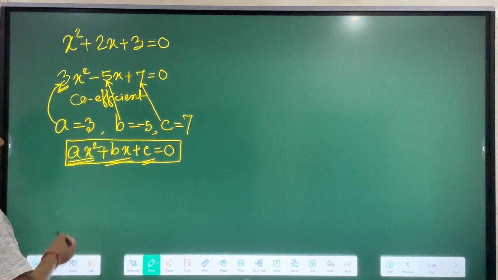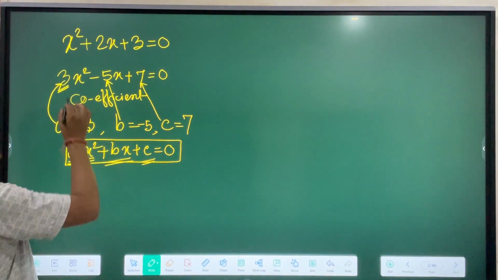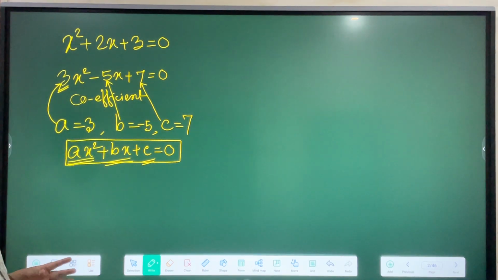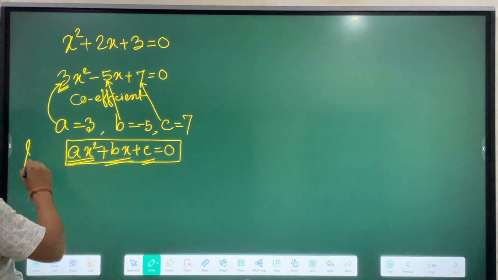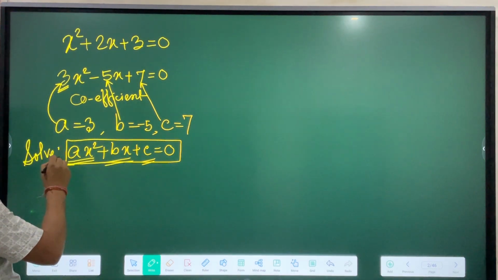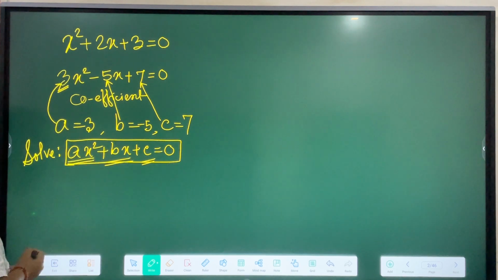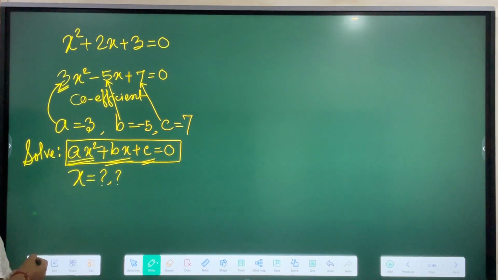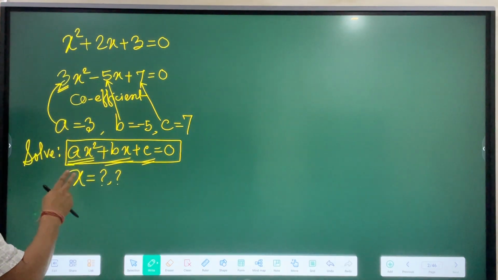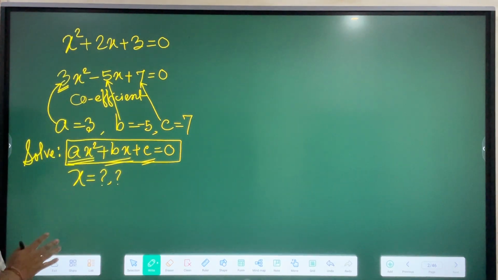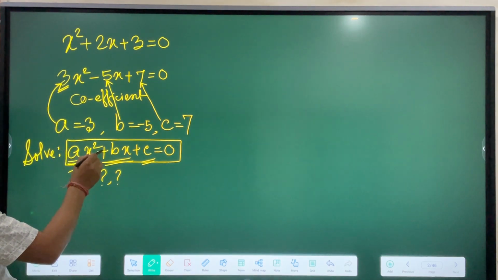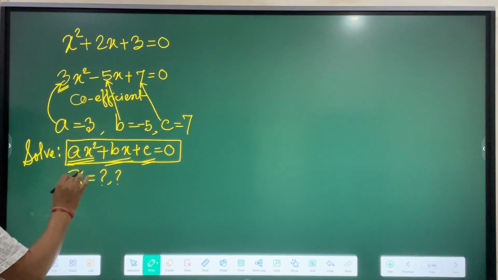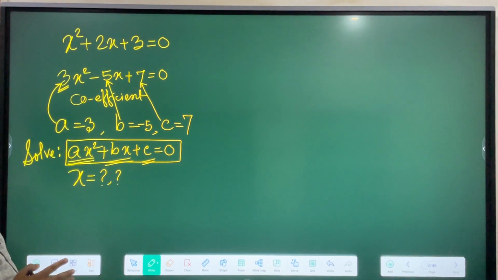Now the question is, after solving this quadratic equation, how many values of x will we get? When it is told to solve the equation, we are going to get 2 values of x. Why? Because the highest power of x is 2. That is why we will always get 2 values of x.